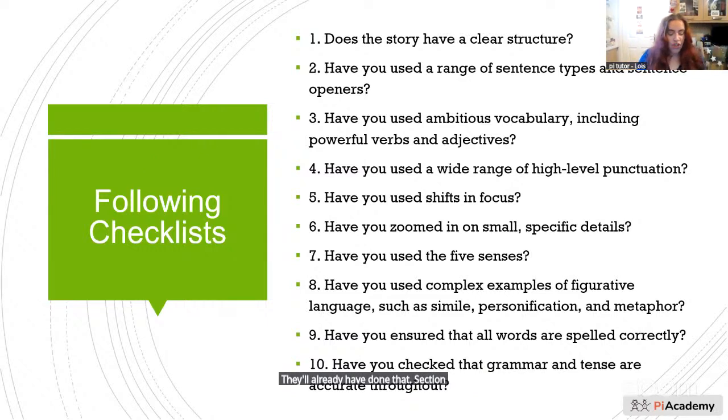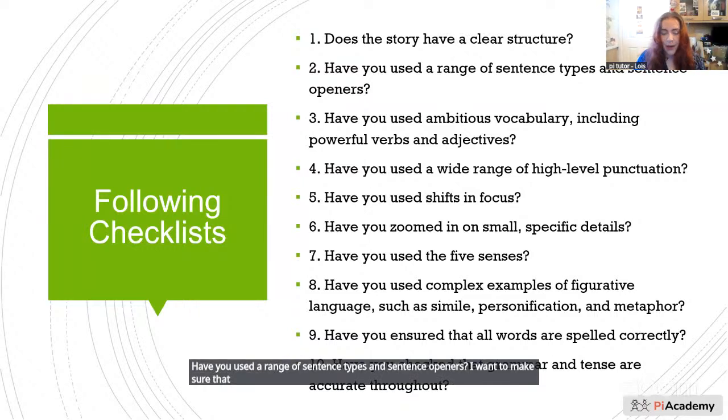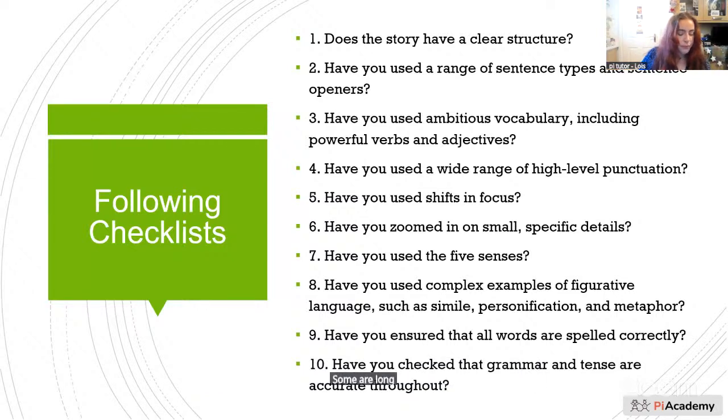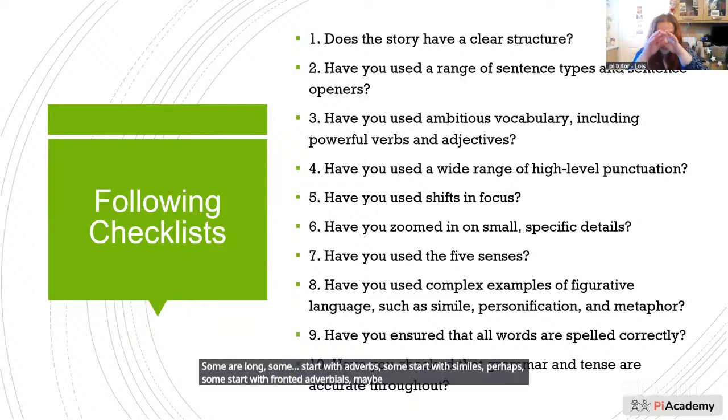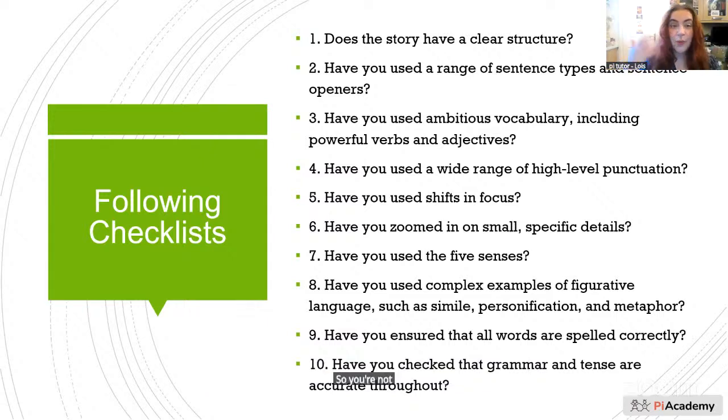Element number two. Have you used a range of sentence types and sentence openers? Now make sure that your sentences are nice and varied. Some are short, some are long, some start with adverbs, some start with similes perhaps, some start with fronted adverbials, maybe some start with adjectives. So you're not just always starting with I or the.